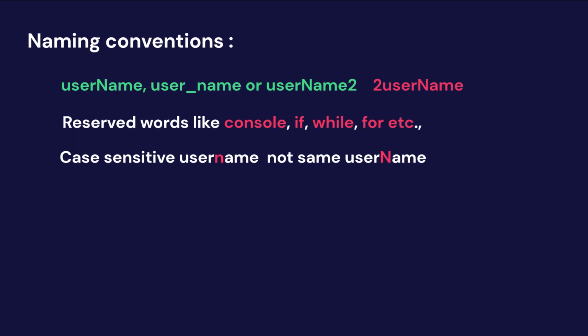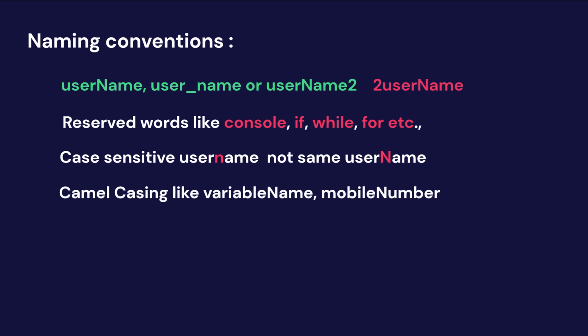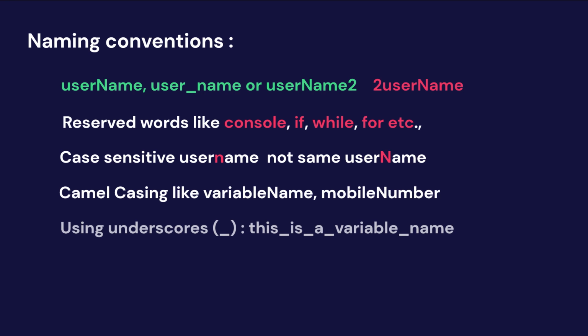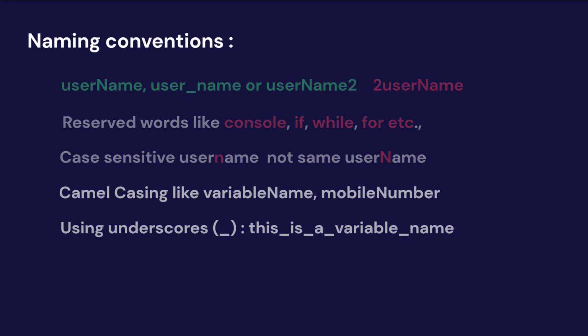There are two conventions when naming a variable in C#. We can either use the camel case notation or use underscores. Camel casing is the practice of writing compound words with mixed casing, capitalizing the first letter of each word except the first word, like variableName, mobileNumber. Alternatively, another common practice is to use underscores to separate the words. If you prefer, you can name your variables like this_is_variable_name.